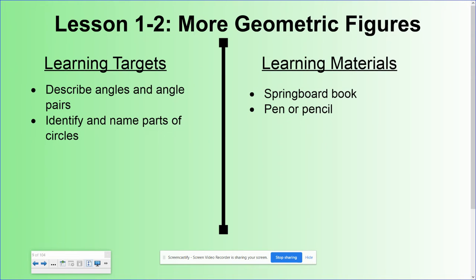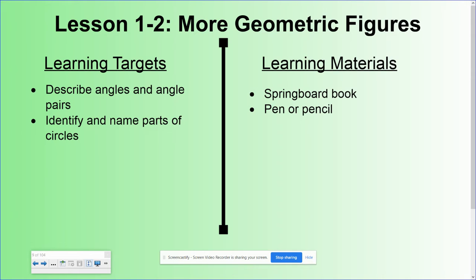All right, guys, welcome back to Geometry, Lesson 1-2. Today we're going to be talking about more geometric figures, so even more vocab, describing angle and angle pairs. And then we're going to be talking about identifying names in parts of circles. So those are going to be a little bit more definition.